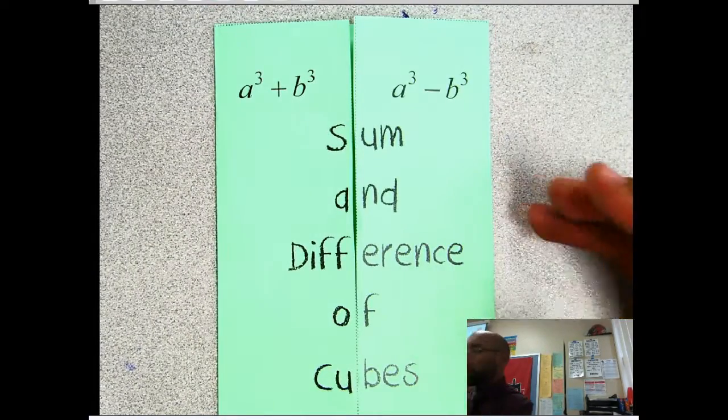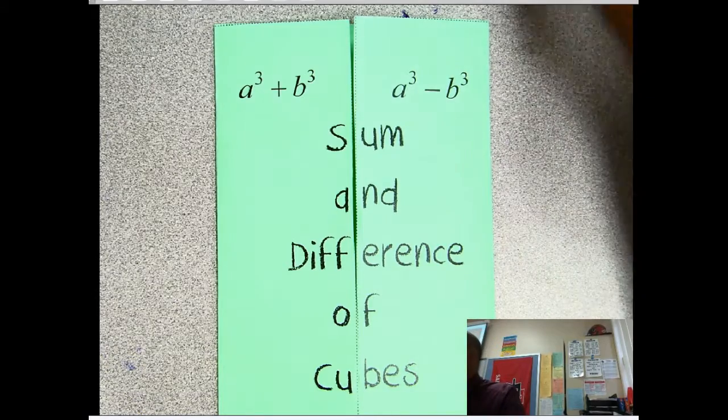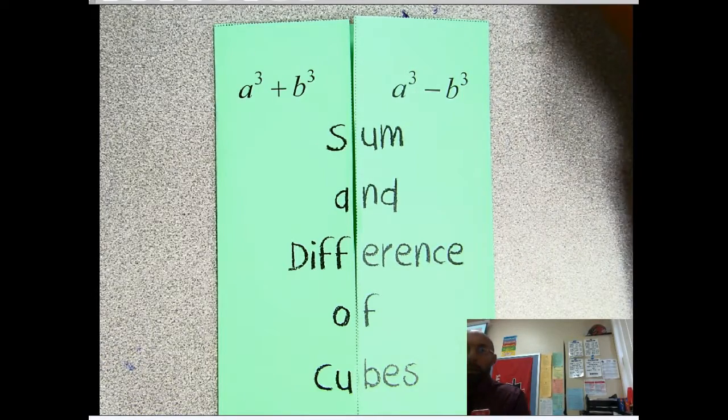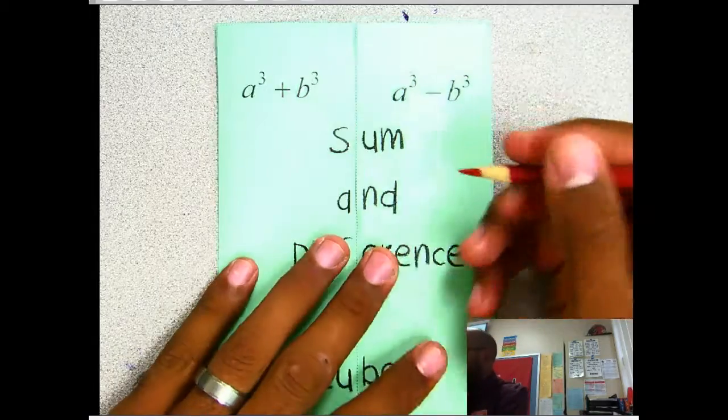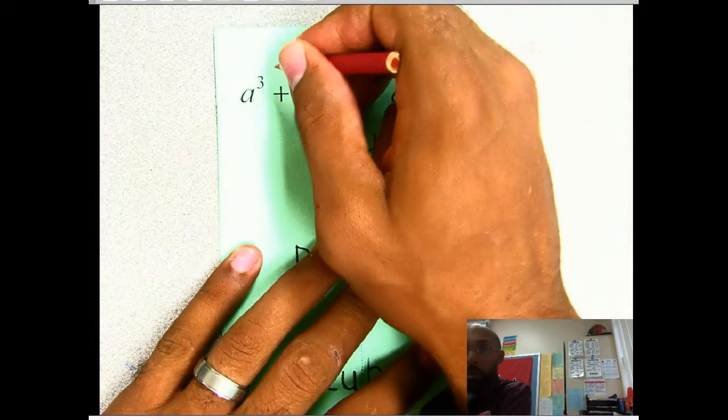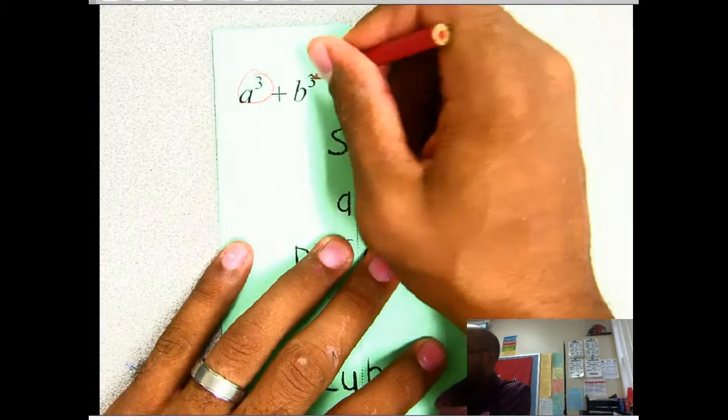Alright, so this next topic is called the sums and the differences of cubes, as you can see. This is the case when you have a perfect, not a square, but a perfect cube in the front and a perfect cube as your second term. The first and the second term.